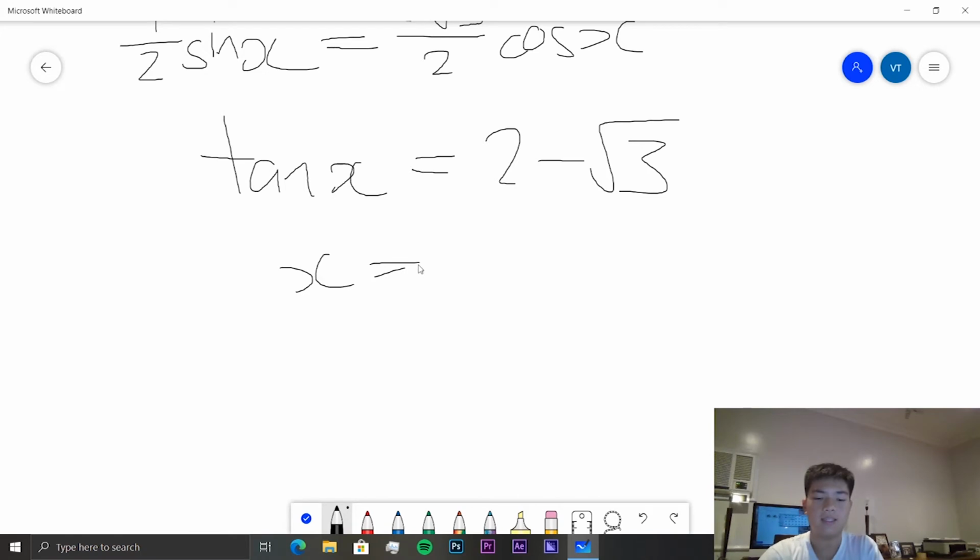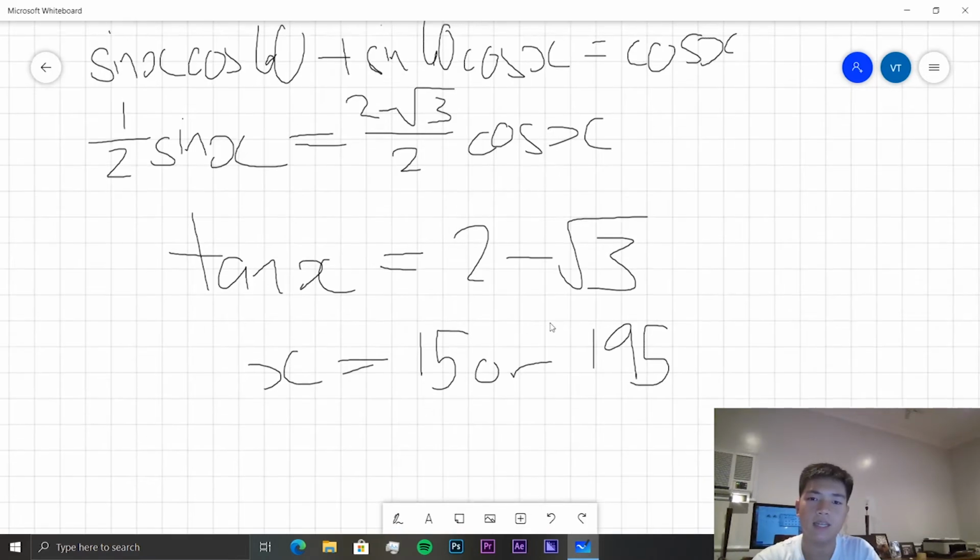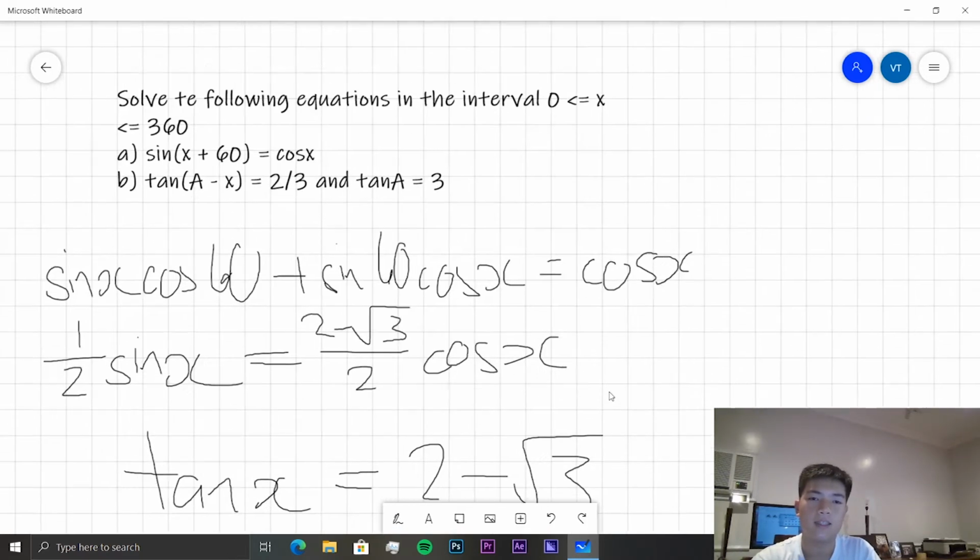So x is equal to tangent inverse of 2 minus root 3. So x is equal to 15 or 195. Okay, so that's a pretty neat answer actually. I didn't know it simplified to that.